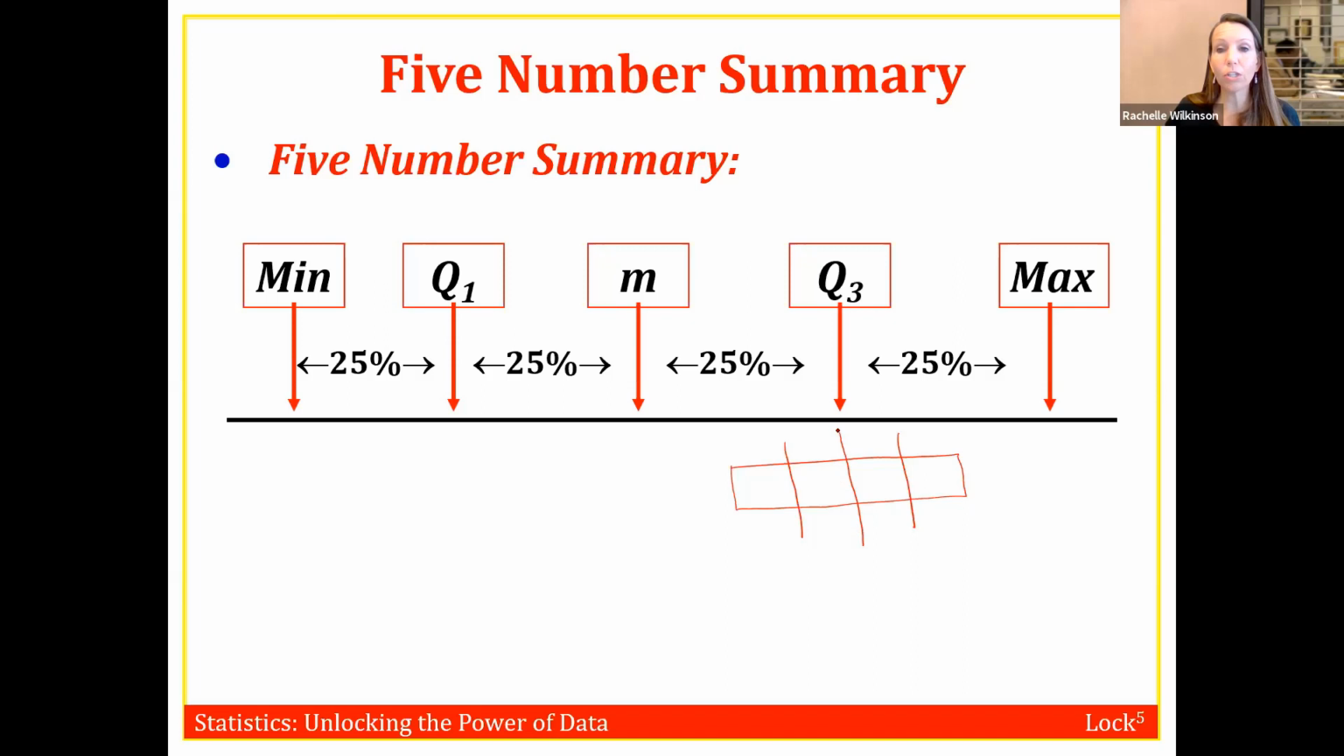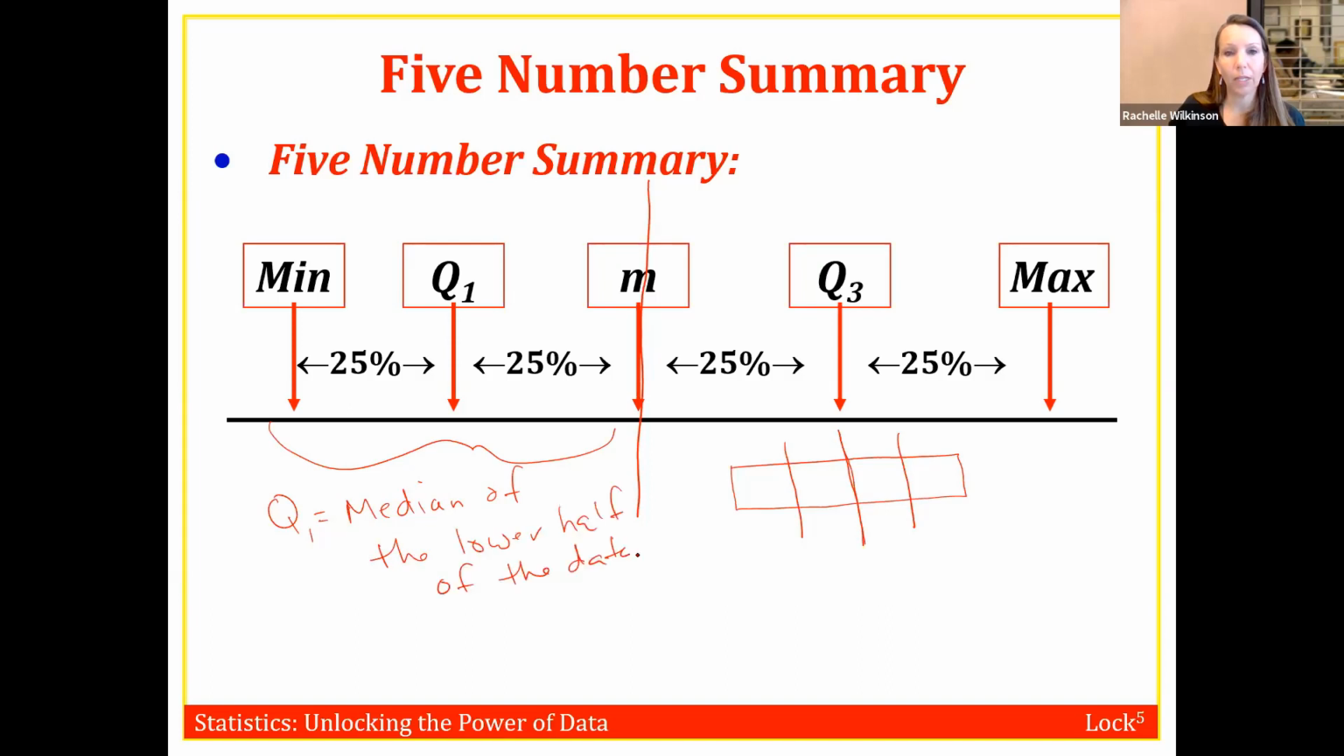So the first thing we're going to do is cut the data in half, and we do that by finding the median. So we're going to split the observations at the median. Then we're going to find the median of the lower half of the data. That's going to be our Q1. So Q1 is the median of the lower half of the data. And then Q3 is going to be the median of the upper half of the data.